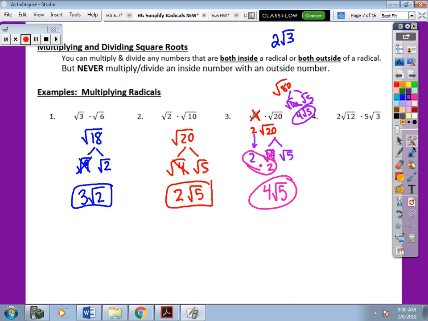Last one, we do have outside numbers and inside numbers. So you want to kind of keep those together. We can multiply the outside numbers. 2 times 5 gets me 10. I can multiply the inside numbers. 12 times 3 gets me 36. Now, before you start reducing 36, always think, is it a perfect square? The answer should be yes. The square root of 36 is just 6. Now, if you broke it into 9 and 4, it does still work. But try to think of your perfect squares and have them memorized so that it makes your job a little bit easier. So we should get 60. So there's no square roots at all left in that answer.